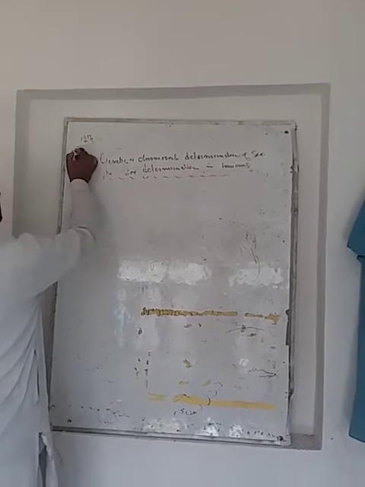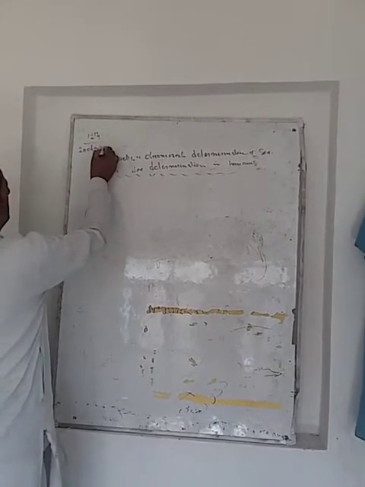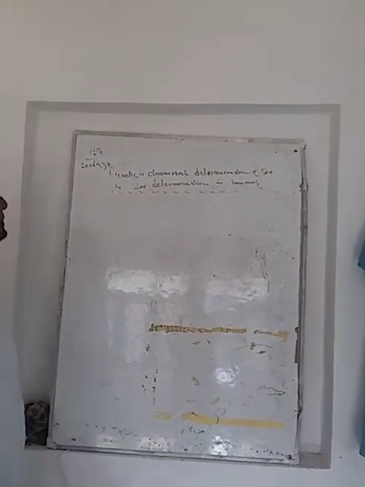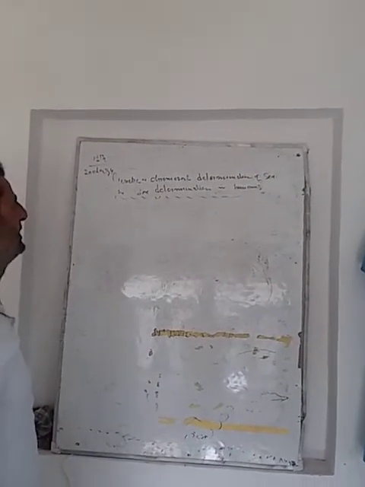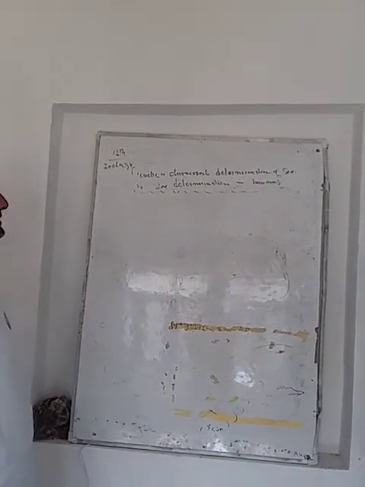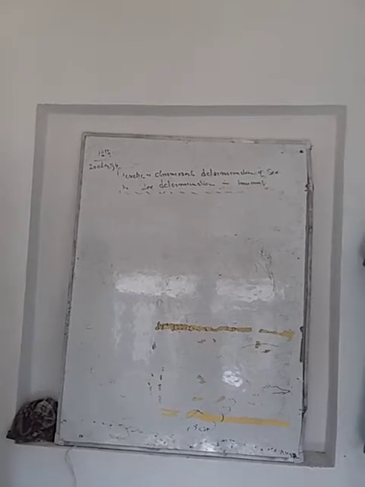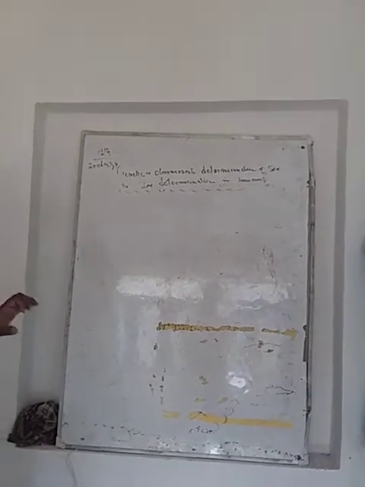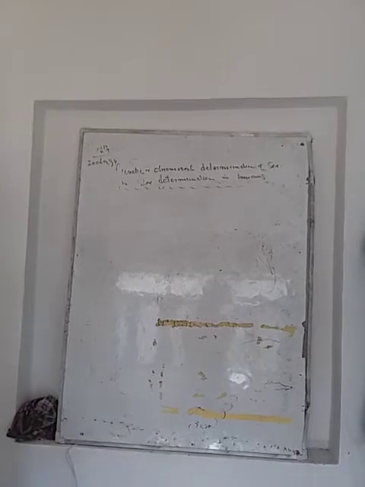Class 12, subject zoology. And today's topic is the most important topic, that is genetic or chromosomal determination of sex, or sex determination in humans. That means how sex can be determined in human beings.